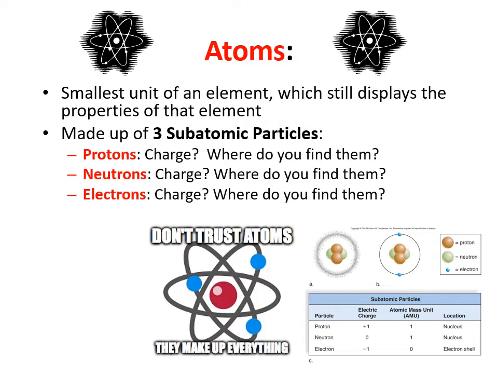Last one are electrons, and instead of being in the nucleus, electrons you'll find orbiting around the nucleus in what we call electron shells. So you can see that here, the little blue dots are the electrons orbiting around the nucleus, being the center that has the protons and neutrons.